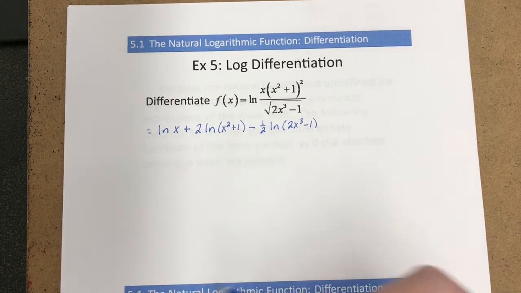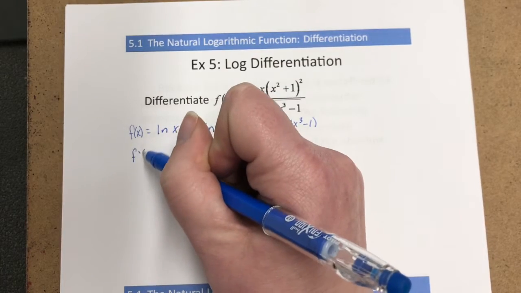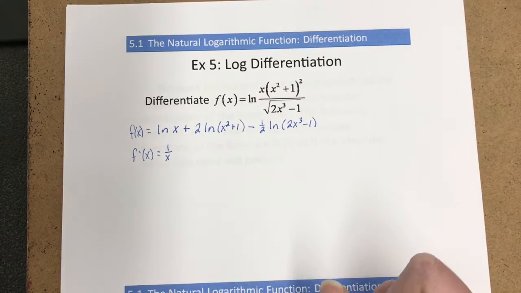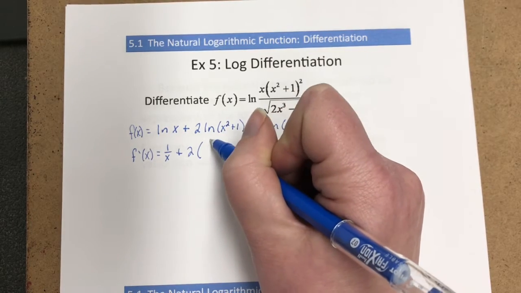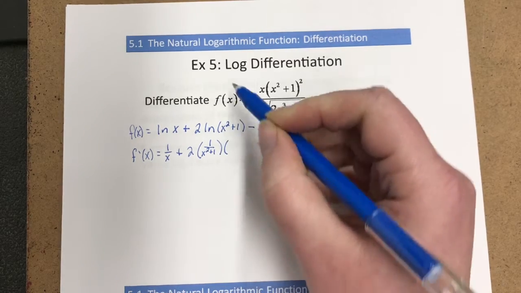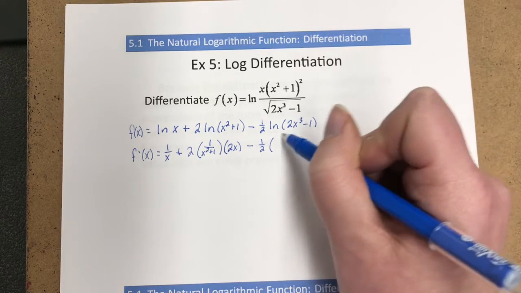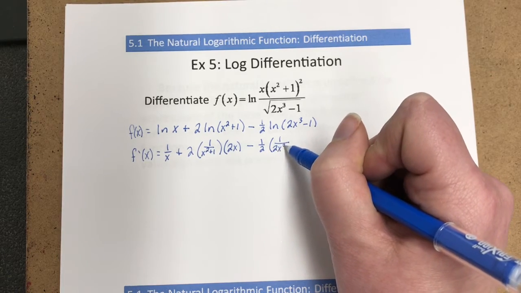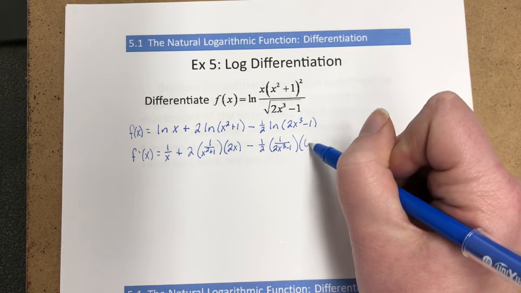So now we just have to differentiate this problem, which is easier. So we learned yesterday that the derivative of the natural log of x would just be 1 over x, plus the natural log of x squared plus 1. So I have 2 times 1 over x squared plus 1. And then I have to take this times the derivative of the argument, which is 2x, minus 1/2 times the derivative of the natural log of 2x cubed minus 1, which would be 1 over 2x cubed minus 1. And then I have to take this times the derivative of the argument, which would give me 6x squared.